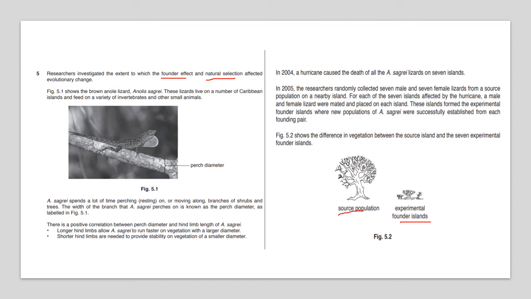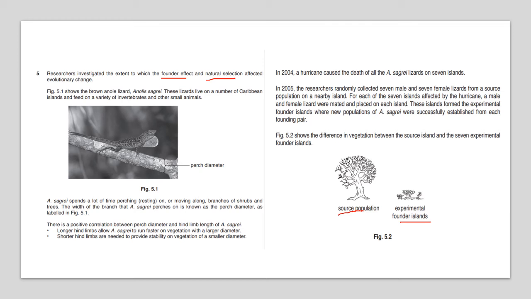So I'm just going to summarize what this story has been so far. We have this lizard, which is usually found on a number of Caribbean islands, and it perches on certain kinds of vegetation, and the kind of vegetation it perches on has a certain width. So you can tell by its perch diameter, the diameter of the tree branch or of the grass or whatever it is that it's perching on, if the lizard has a longer hind limb or a shorter hind limb, because it's affected by that. There is a positive correlation between the perch diameter and the hind limb length.